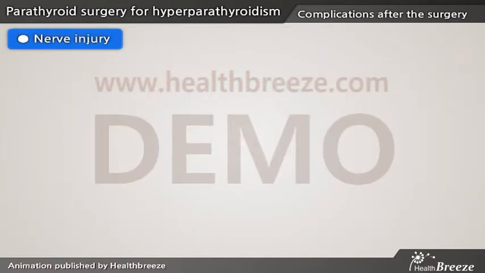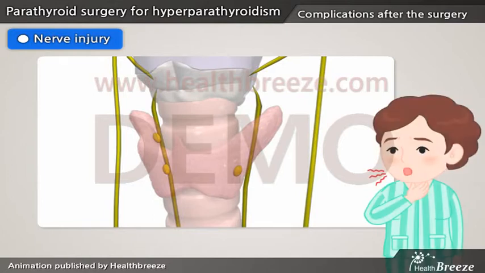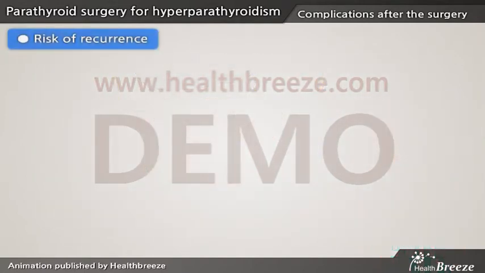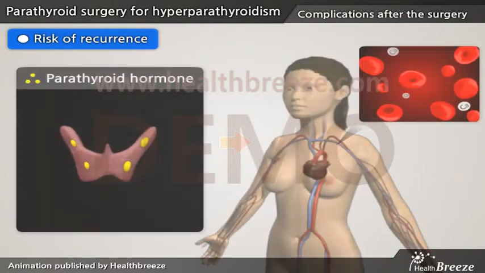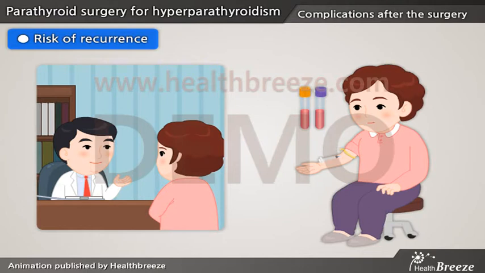Nerve injury. During the parathyroid operation, the nerves that innervate the vocal cords for making sounds can be injured, leading to significant voice change. Most of these injuries are transient, but rarely permanent injuries can occur. Risk of recurrence. A few percent of patients may experience persistent or recurrent hyperparathyroidism. Please follow up with your doctor for an evaluation of recurrence based on your symptoms and blood tests.